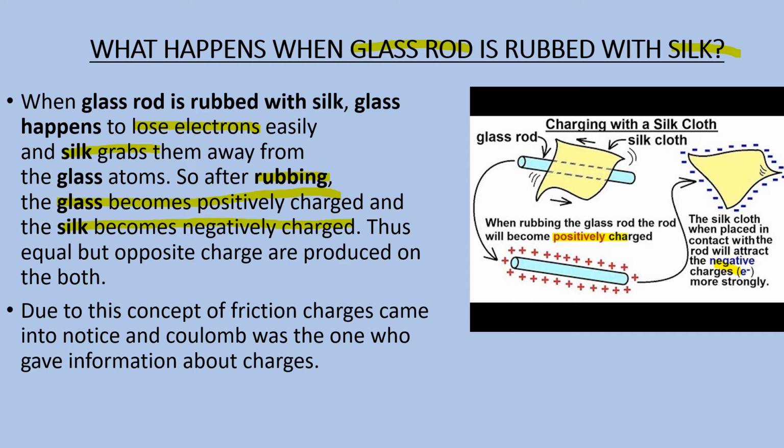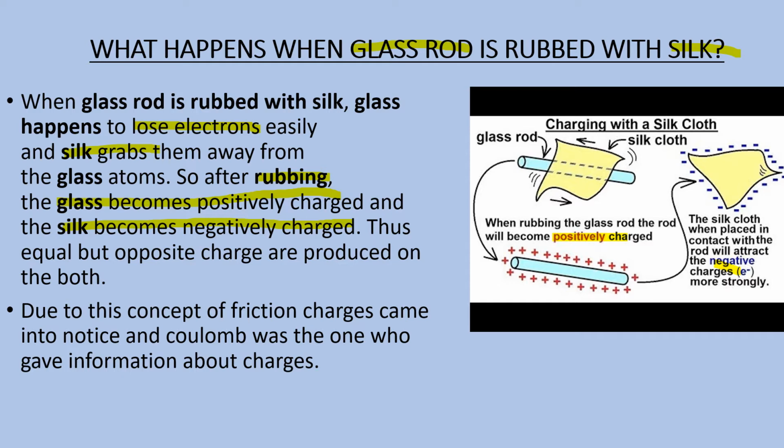When we rub the glass rod with silk, glass starts losing its electrons. That means glass starts losing its negative charge, and this negative charge is taken in the form of electrons by silk. So negative charge is reducing in glass and increasing in silk, but positive charge is more in glass now and less in silk. This results in positively charged glass and negatively charged silk.